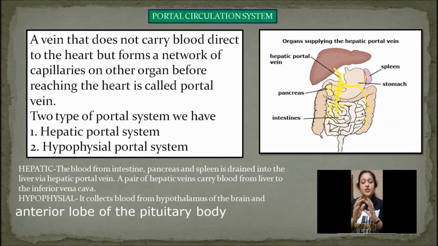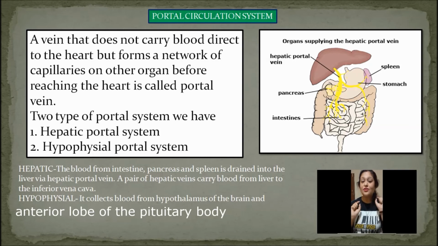Then what happened? They just make another network of the veins, and through this network they spread the deoxygenated blood into the other organ, and from that organ this blood comes and enters into the vena cava. Is it clear? This type of vein is known as a portal vein, and whatever network they build up for sending this deoxygenated blood to the other organ, that system is known as the portal circulatory system.